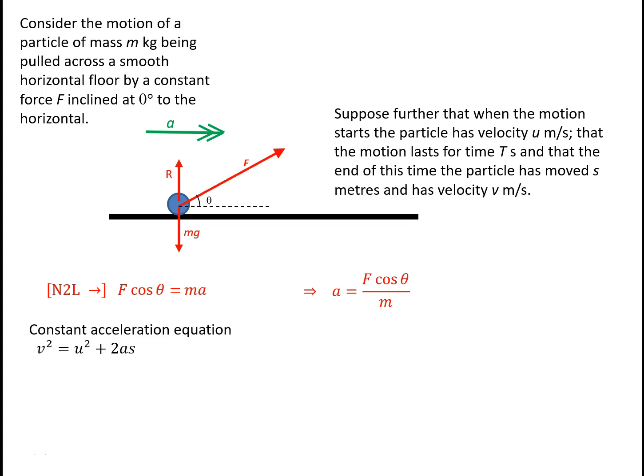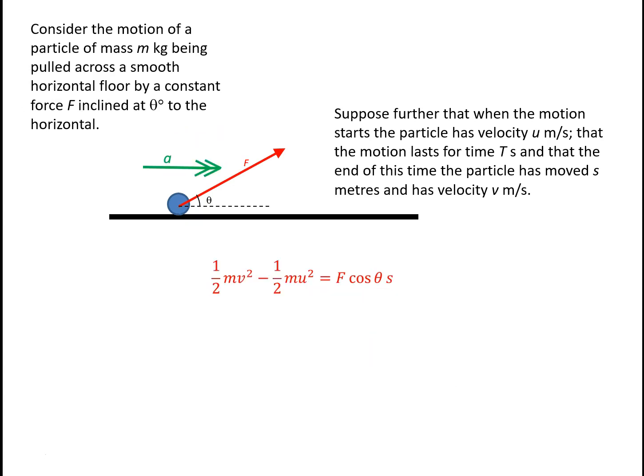so we can apply the constant acceleration equation, v squared equals u squared plus 2as. So, we've got v squared equals u squared plus 2 times F cos θ divided by m times s. Or in other words, multiplying by m and dividing by 2, we've got a half mv squared minus a half mu squared is equal to F cos θ times s. Now this equation is quite an important one, and we need to have a look at the terms in this equation quite carefully.